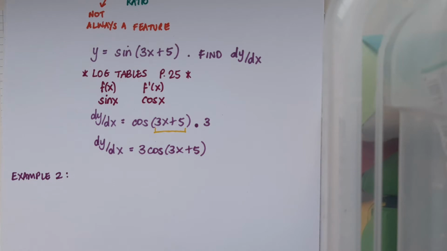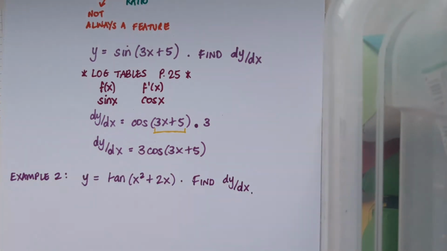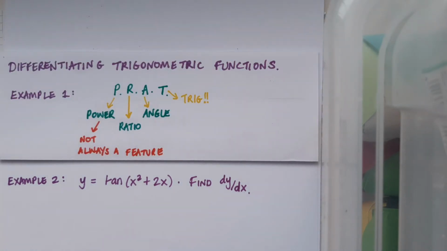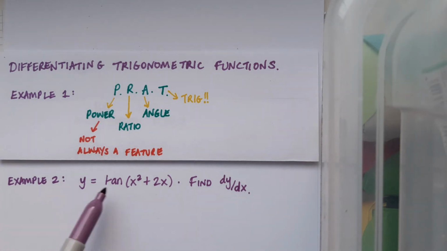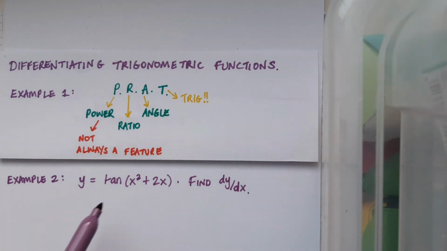Okay, let's look at a second example. So same type of thing again. So in this case, I've got y equals tan x squared plus 2x, and I want to find dy dx. So I've got my acronym there again. PRAT, power, ratio, angle for trig. Now, power, what do I mean when I say power? Well, it looks like there's a power in this one because I've got an x squared, but when I'm talking about power in trig functions, I'm really talking about a power on the sine, cos or tan, so a power on the ratio, and I don't have a power on tan, so I don't need to worry about that step, and I'll go straight into ratio.